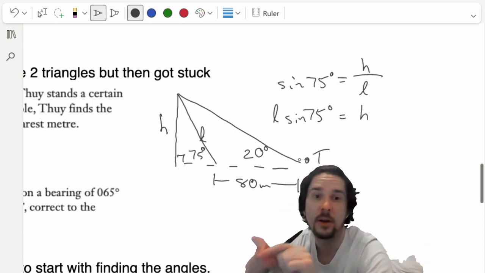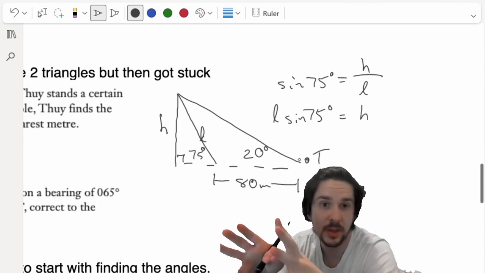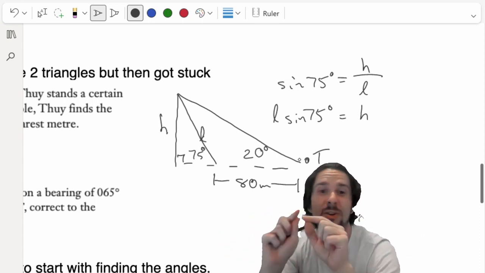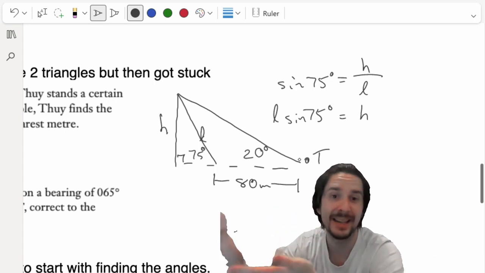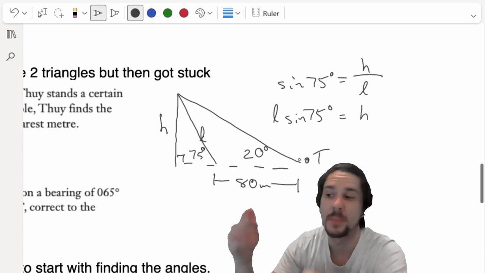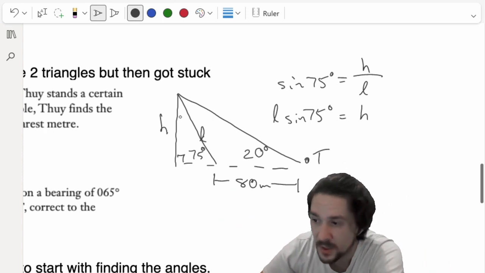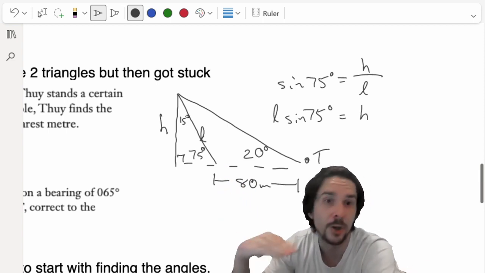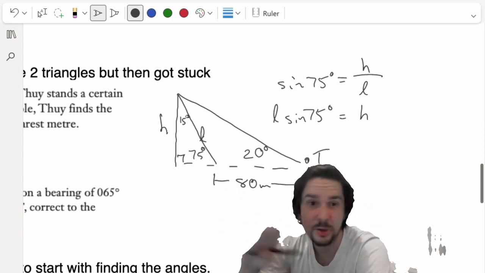Definitely be aware, you will get SOHCAHTOA questions thrown in with sine rule and cosine rule questions, and it is entirely up to you to recognize there's an easy way to do it, right? You could approach this by saying, well, this one up here is going to be 15 degrees, and then you could use the cosine rule. You could do that, but you shouldn't.